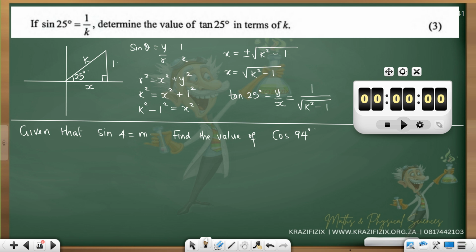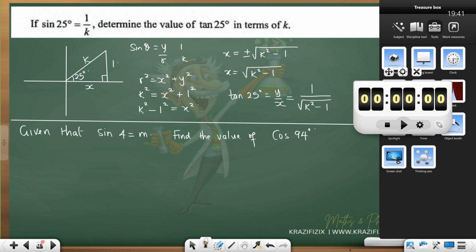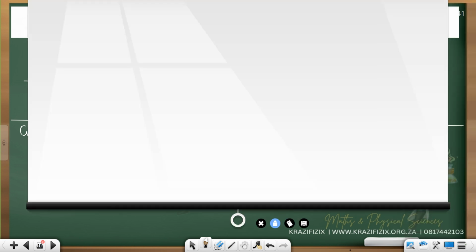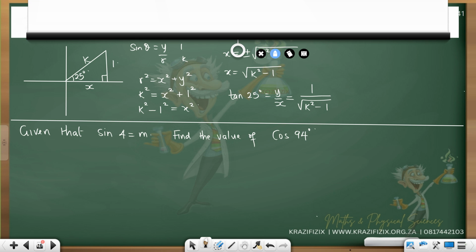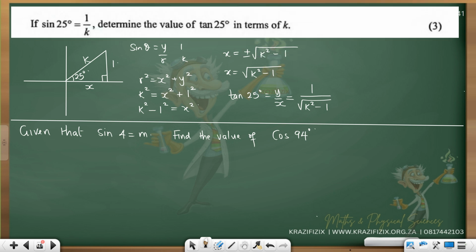look at this one. Sine 4 equals m. This is such a nice one. What are we looking for? Cos 94. You know what the first thing I'll do? Can you reduce cos 94 for me? Let's reduce cos 94. I want to see something. I hope I set the question well. Come on. Cos 94.